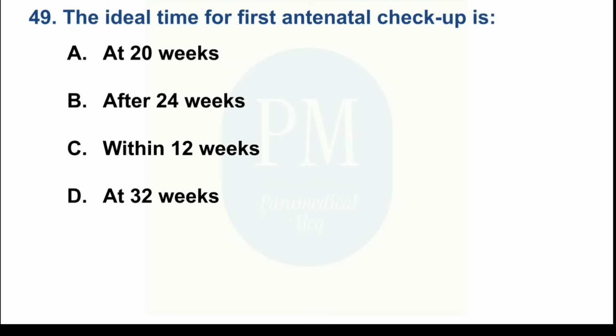The ideal time for first antenatal checkup is option A at 20 weeks, option B after 24 weeks, option C within 12 weeks, option D at 32 weeks. The correct option is option C within 12 weeks.